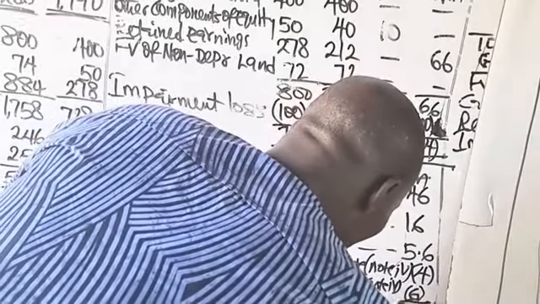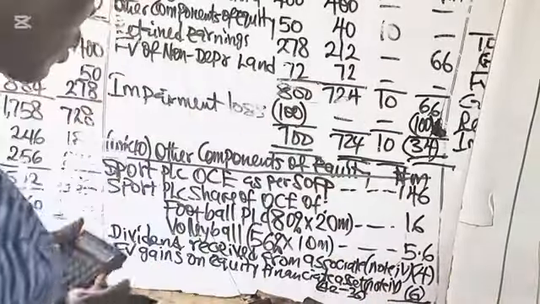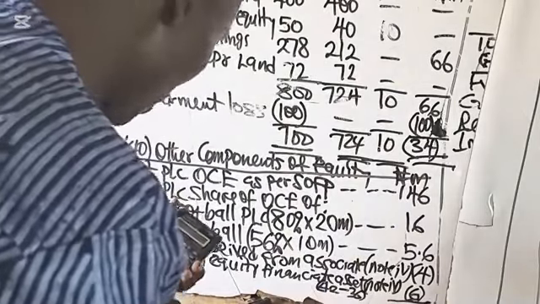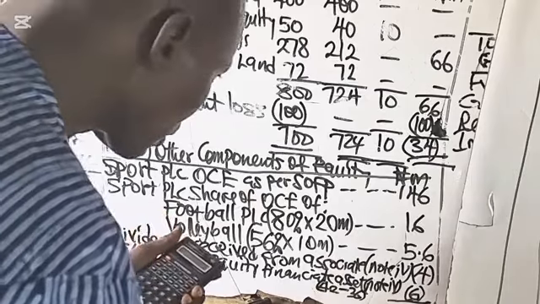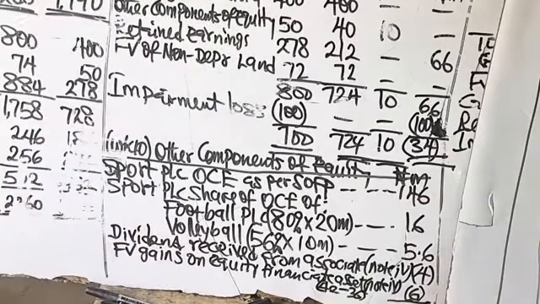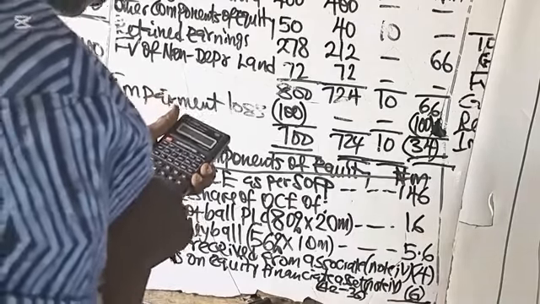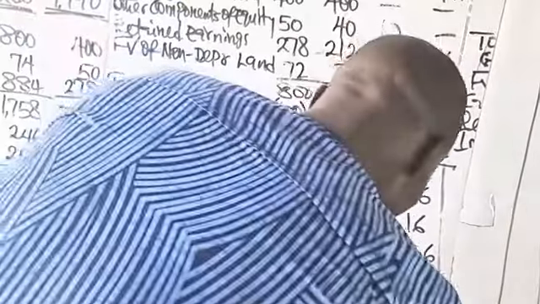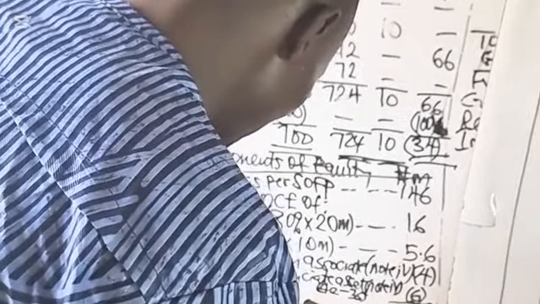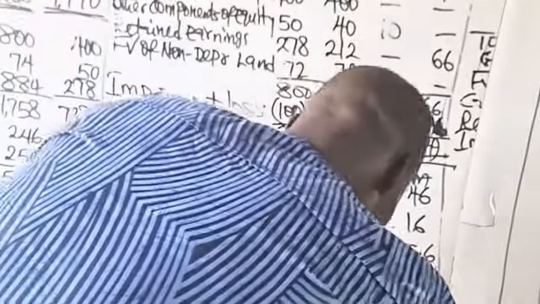So after this adjustment, how much will you have? 146 plus 16 plus 5.6 minus 4 plus 6. Let me recast that. 146 plus 16 plus 5.6 minus 4 plus 6. Then you have 169.6.